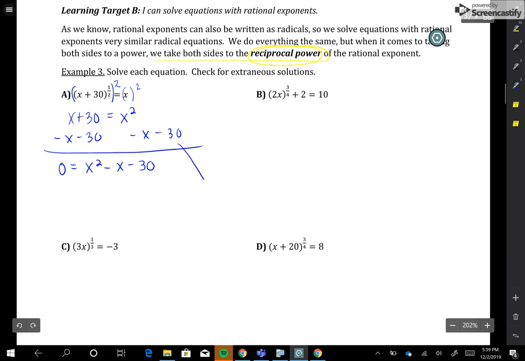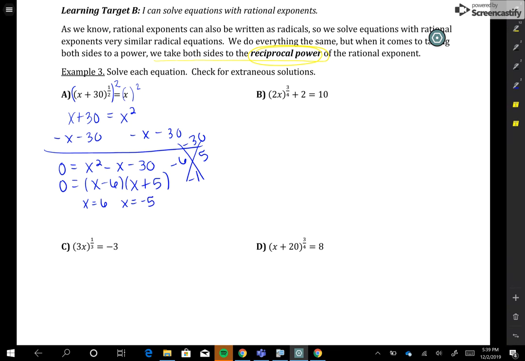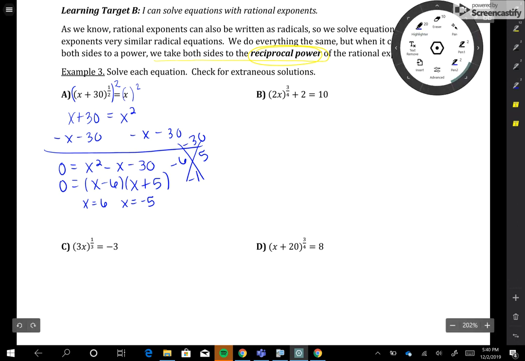And we ask ourselves, what multiplies to negative 30 and adds to negative 1? That would be a negative 6 and a positive 5. So this factors to x minus 6 times x plus 5 to give us the potential solutions of positive 6 and negative 5. Just like with radical equations, we do need to check the answers because there could be extraneous solutions. So let's first check x equals 6.